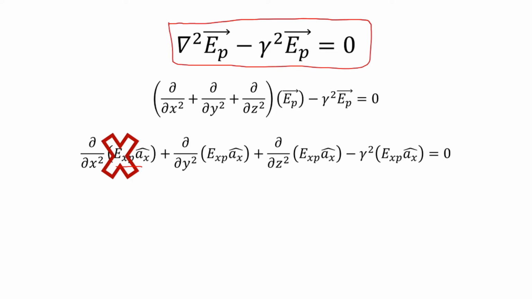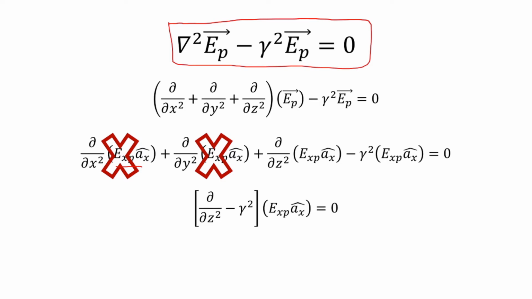Similarly, it is not a function of y. Therefore, there would be no variation with respect to y. But this is a function with respect to z. Therefore, this remains. So, this differential equation can be simplified to d squared by dz squared minus gamma squared of E_xp a_x cap is equal to 0. So if we are talking about only the physical quantity E_xp, I can rewrite this as d squared by dz squared minus gamma squared of E_xp is equal to 0.